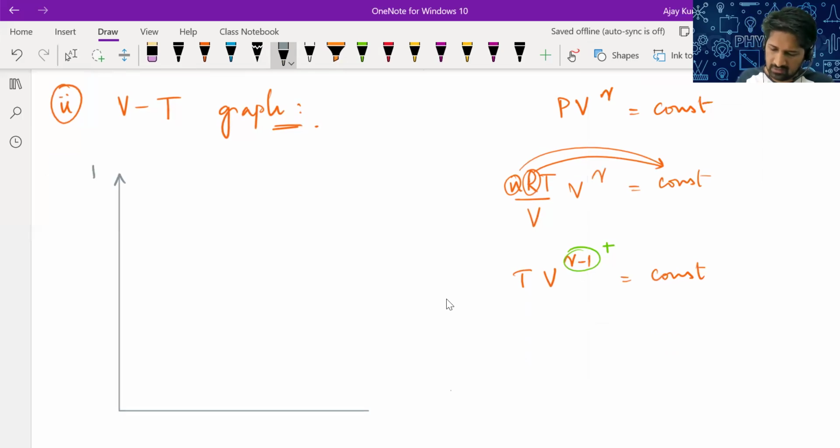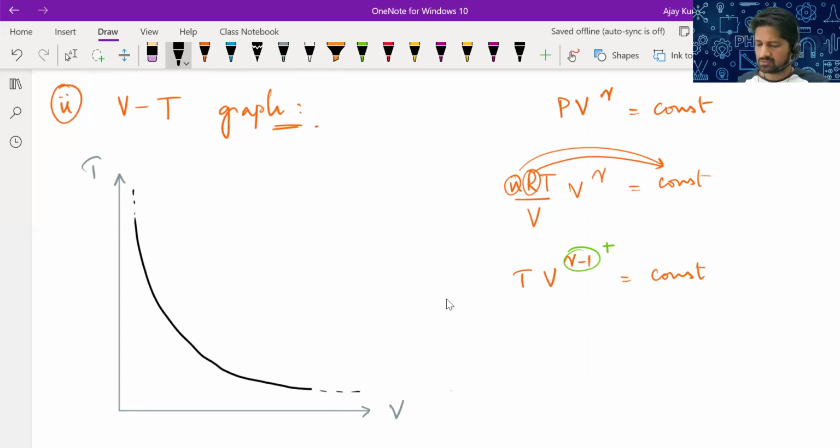volume graph, it will look similar to the pressure volume graph. It's not exactly the same equation, but their graphs will look somewhat similar. Okay. What varies is the steepness or the slope of the graph.